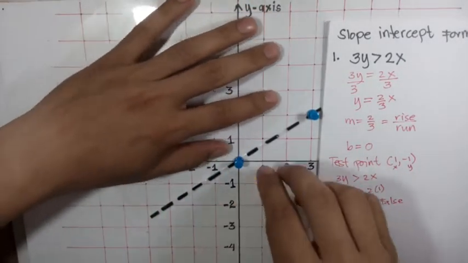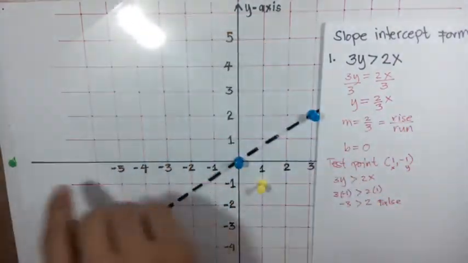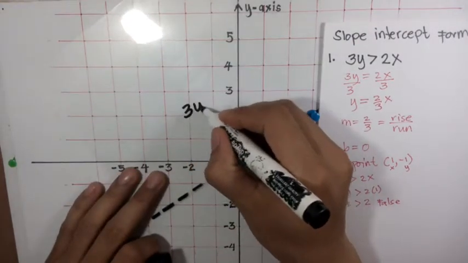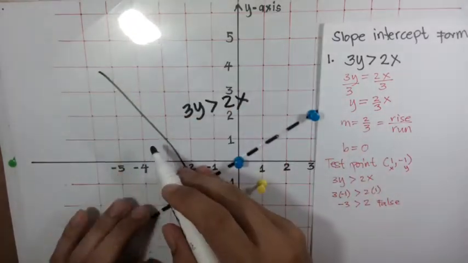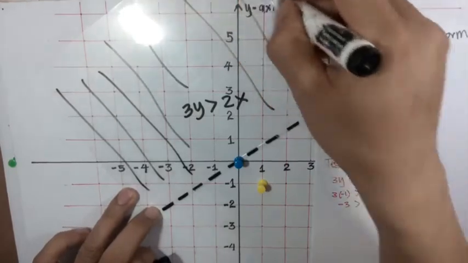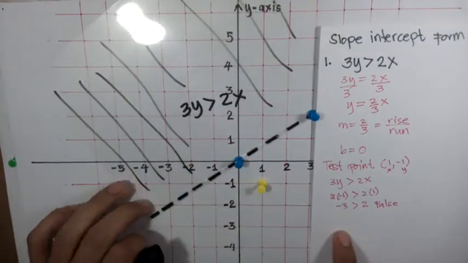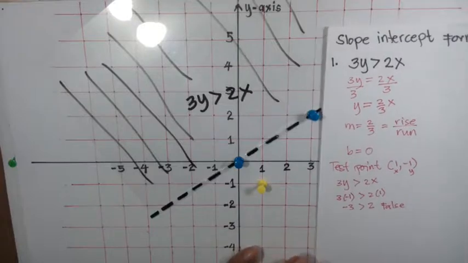So, here is the solution. This part, all points on this part are the solution of the first inequality that we have, which is 3y is greater than 2x, based on the test point that we chose. Now let's work on the second example that we have.